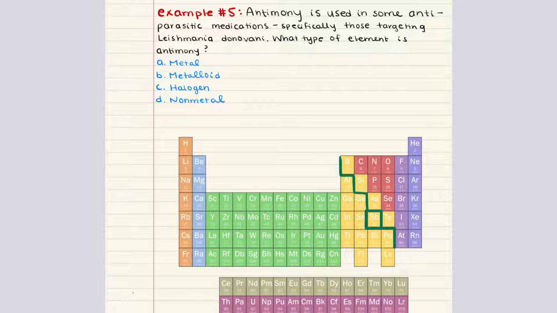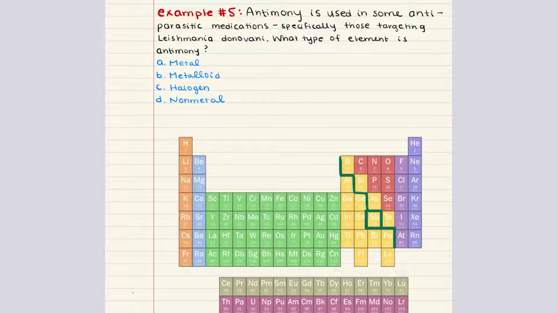Problem 5 says antimony is used in some antiparasitic medications. What type of element is antimony? Now, elements in the periodic table are categorized into metals, metalloids, and nonmetals based on their physical and chemical properties. Metals are typically characterized by their ability to conduct electricity and heat, their malleability, and their ductility. Nonmetals, on the other hand, are the opposite of metals. They're poor conductors of heat and electricity, and they're also not very malleable or ductile. Metalloids have properties that are intermediate between metals and nonmetals, and they often exhibit characteristics of both.